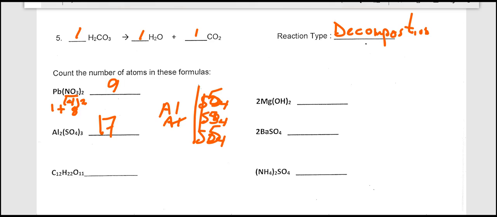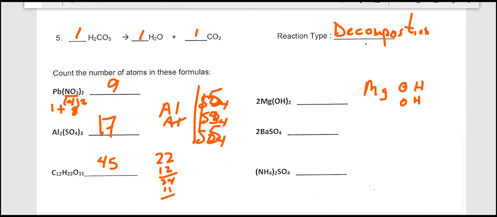Now here we simply have to add up those atoms. So 22 and 12 gives me 34, plus 11 is 45 atoms. Here, drawing this out, I have 1 magnesium and I have 2 hydroxides. So just look at what I'm showing you.